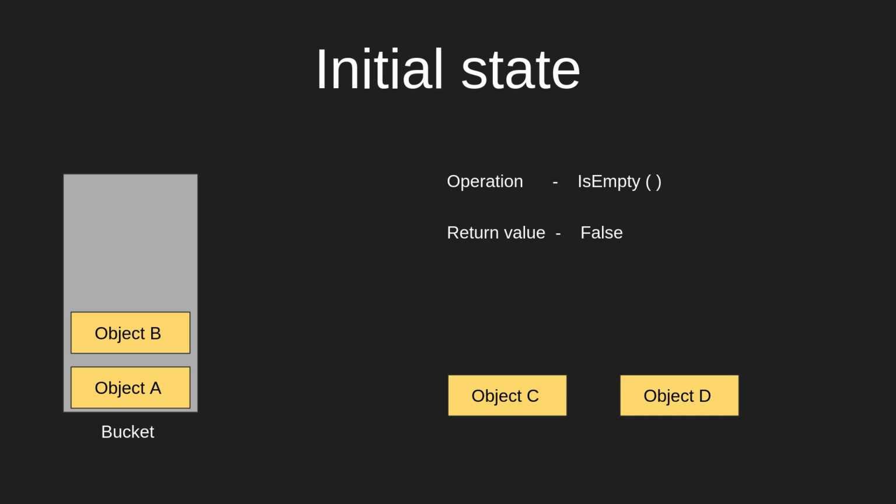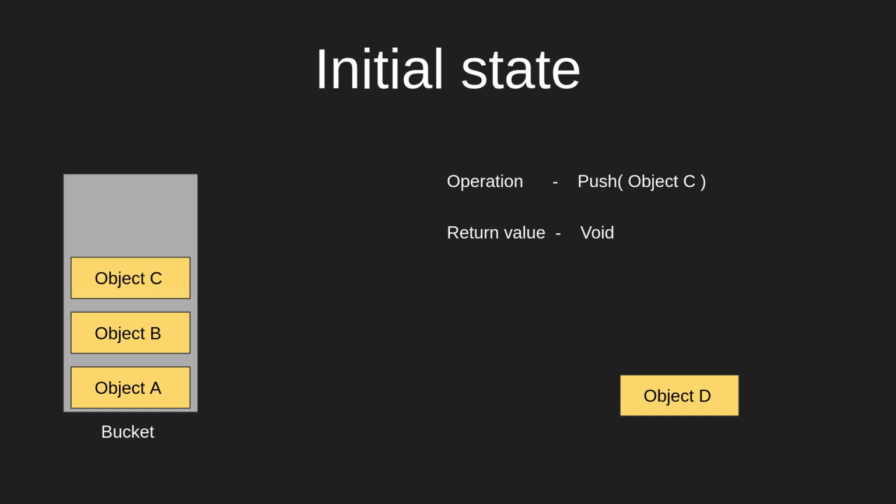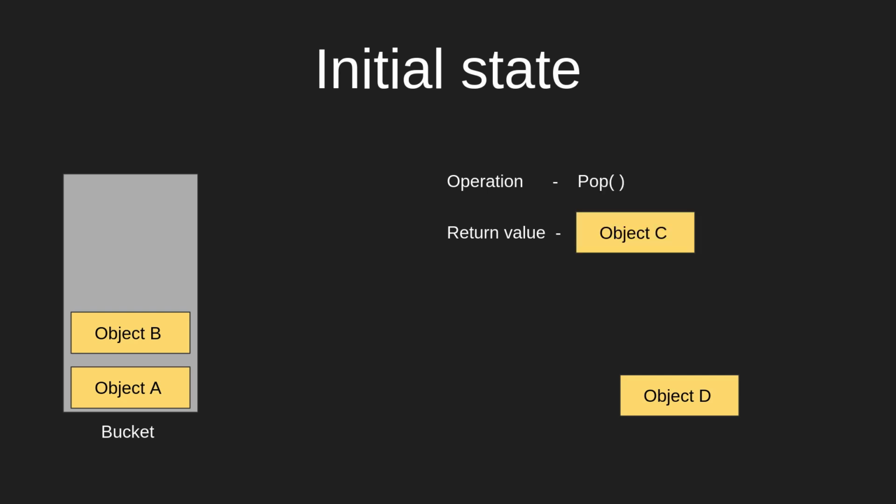Now, if we execute the isEmpty function on this stack, it will return false because the stack has a few elements inside it. If we execute the push function by passing the object C as a parameter, the object C will be added to the stack. At last, if we execute the pop function on this stack, the object C is removed from the stack and will be returned to the user.